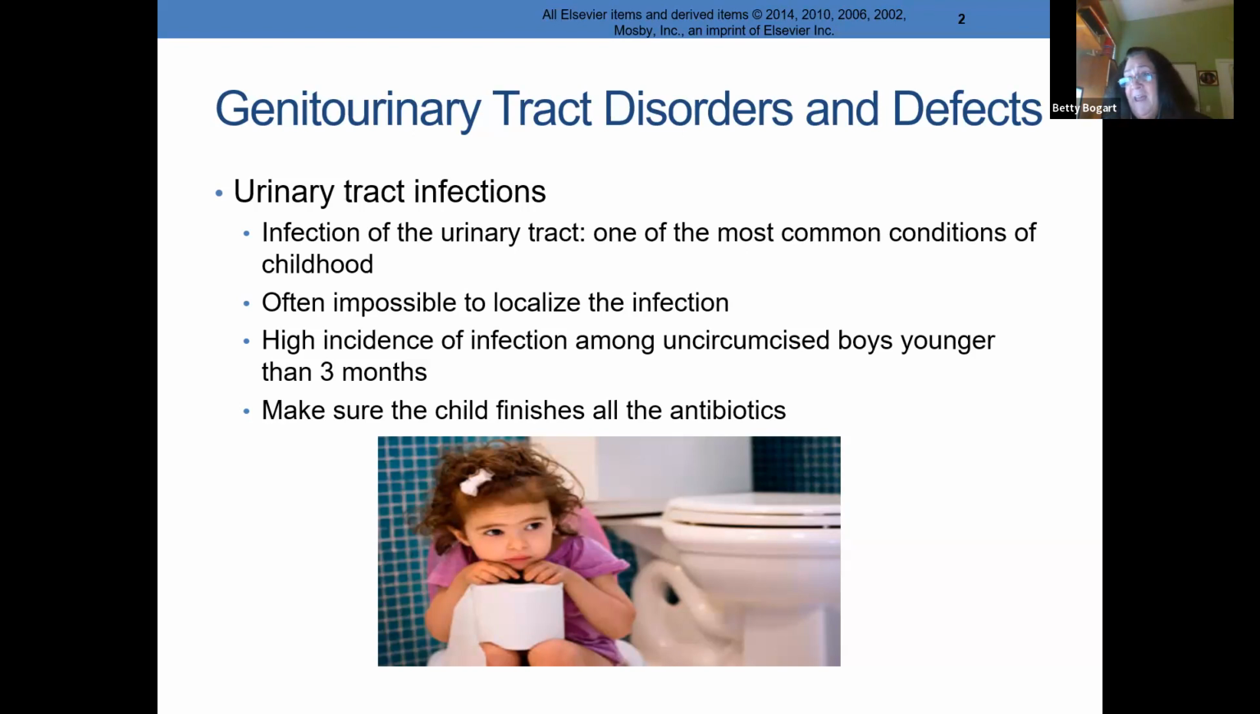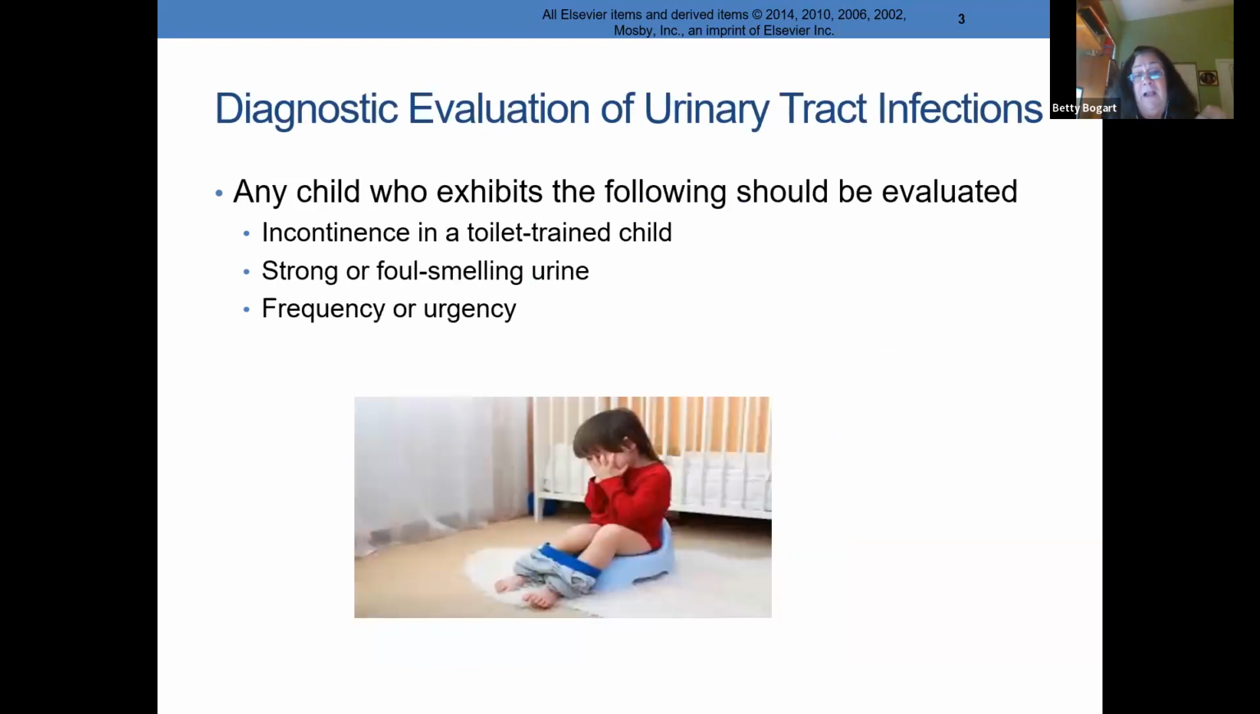Well, we know how that can happen with strep, right? We don't finish it all. Other things can happen. And you don't want to mess around with a child's kidneys at all. So how do you know they have a urinary tract infection? Well, incontinence when they're already potty trained, urine that smells foul, or frequency and urgency. It could even be they're incontinent at night, enuresis, where they have had a dry bed for a long time, okay?